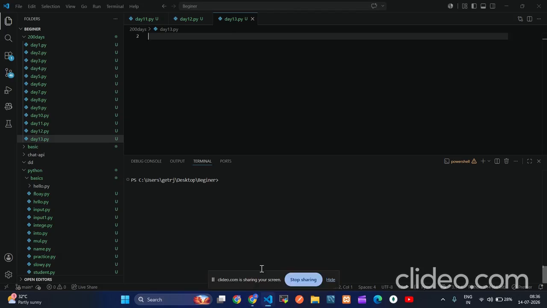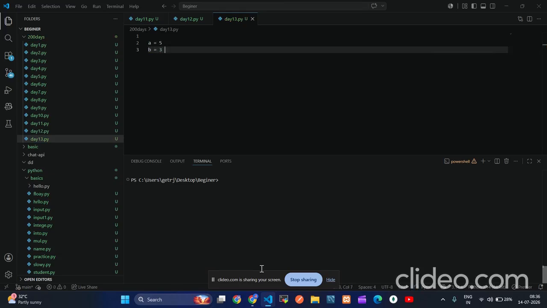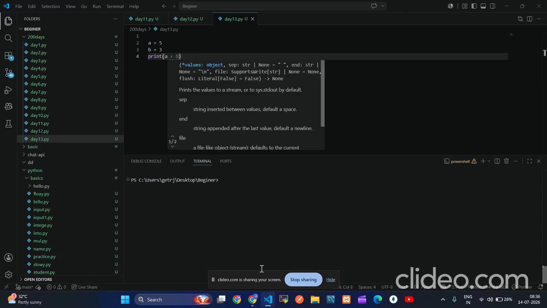Whenever we use a bitwise operator, Python first converts the number into binary. Finally, it converts the result back into decimal. Just look at this. First of all, we are using the bitwise AND operator. So A is equal to 5, B is equal to 3. So print A and B.